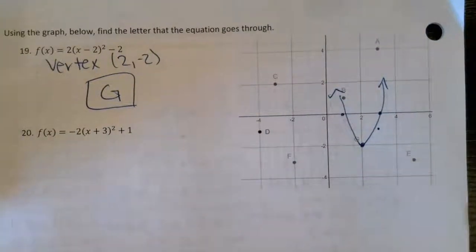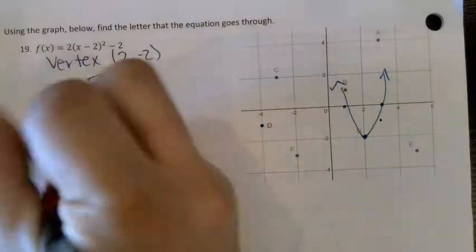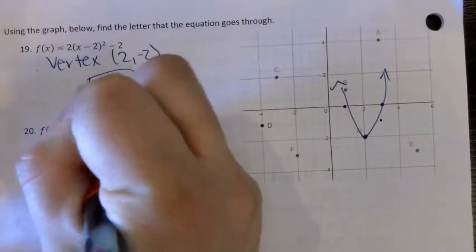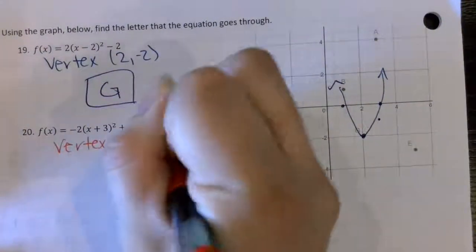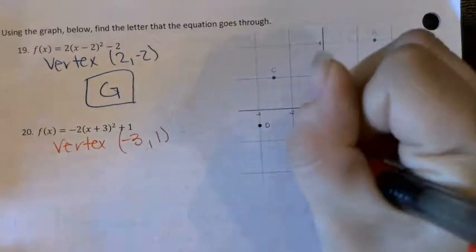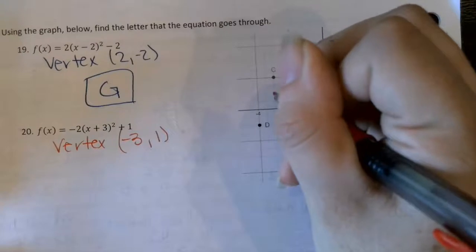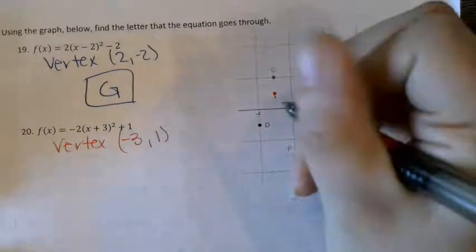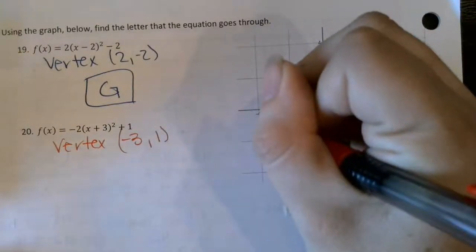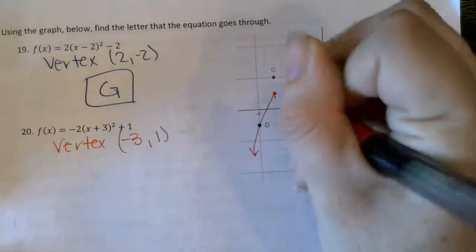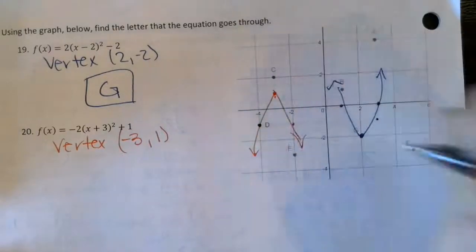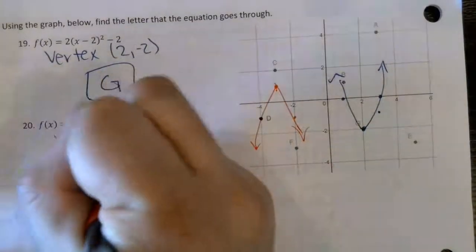I'm going to do 20 in red so we don't get our two graphs confused. My vertex here is going to be at -3, 1. Okay, and then it's negative, so I go down 2 over 1. Try not to mark it. So this one, the letter is D.